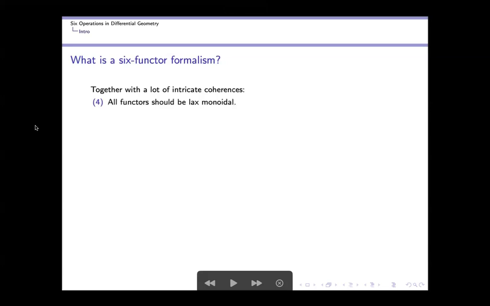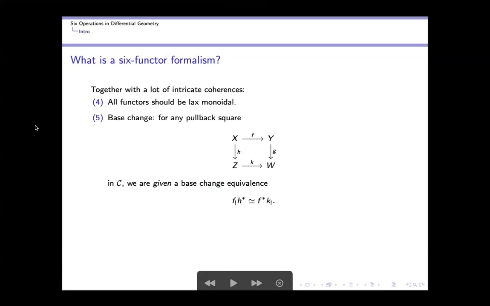First of all, these functors should be lax monoidal. And here's the important one. Whenever you give yourself an intersection, a pullback square in this category, part of the data of a six-functor formalism is an equivalence between the two ways of going around the diagram, where say you start with Z. First, you can apply h upper star and then f lower shriek. Or you can apply k lower shriek and g upper star, and you require that there is an equivalence between these two functors. That's a piece of data. That's not a priori given to you.